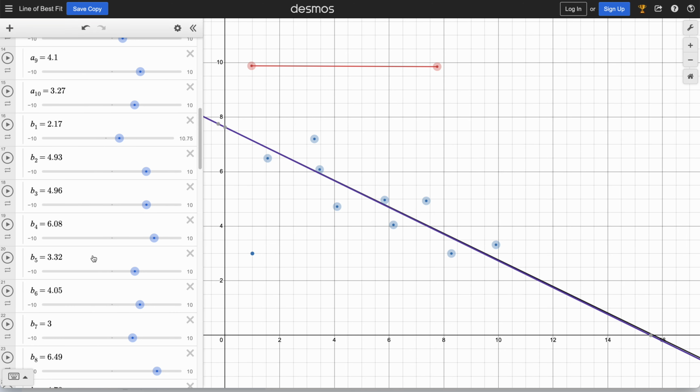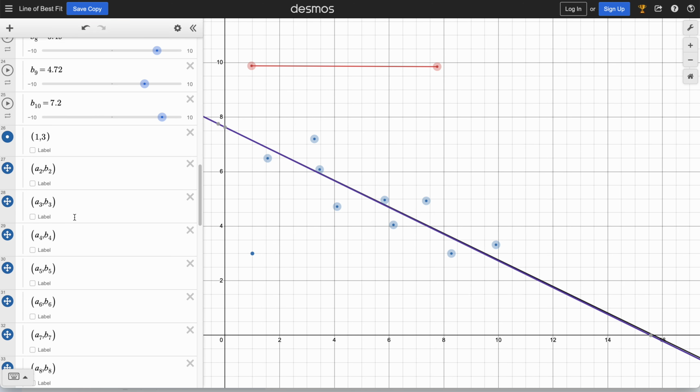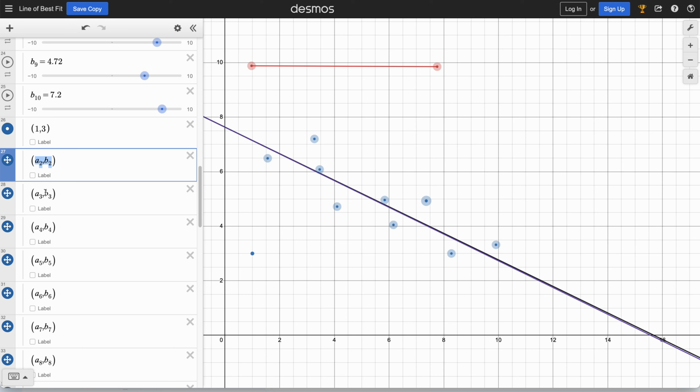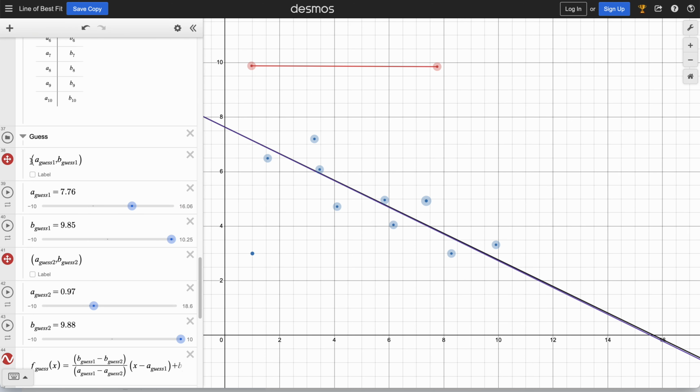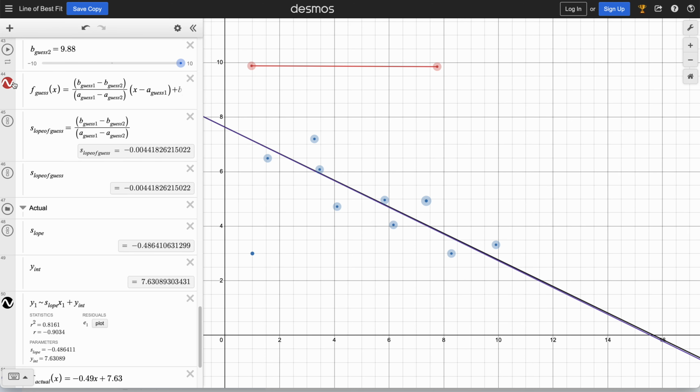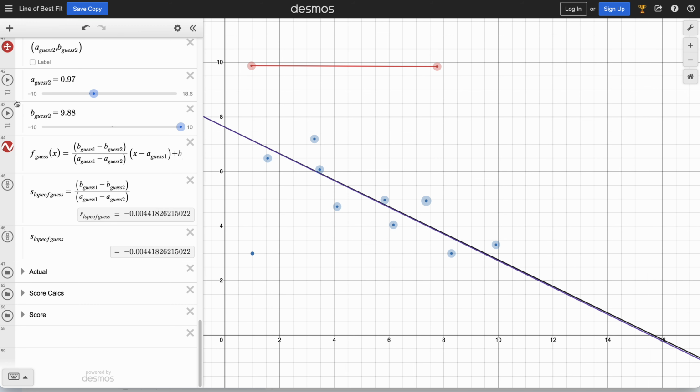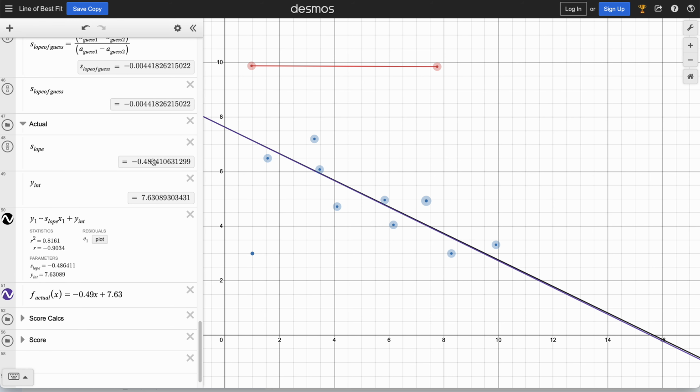You would just go in, you would ignore all these sliders, and you would just enter your points here. If you had more points here, you could just add extras. And then you would turn on the actual so you can view it. So remember, this is how you turn it on and off. And then you would take the slope and the y-intercept and you would plug it into this equation. So this would be y equals negative 0.49x plus 7.63.